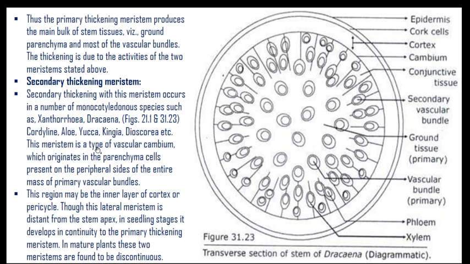This meristem is a type of vascular cambium which originates in the parenchyma cells present on the peripheral side of the entire mass of a primary vascular bundle. This region may be the inner layer of cortex or pericycle. This lateral meristem is distant from the stem apex in the seedling stage. It develops in continuity with the primary thickening meristem. In a mature plant, these two meristems are found to be discontinuous.